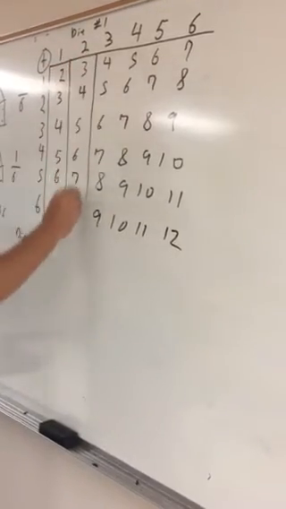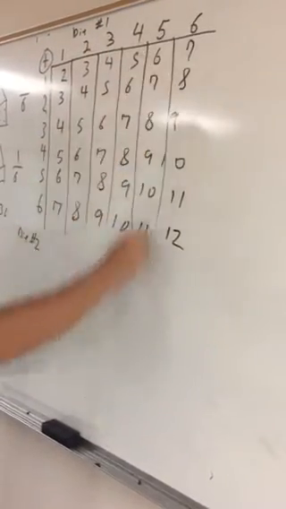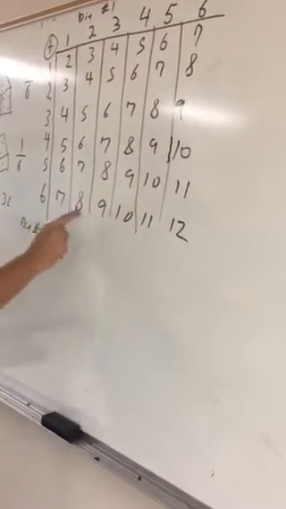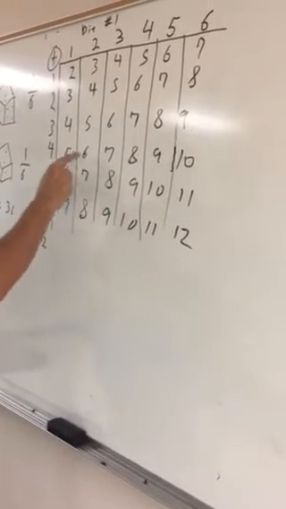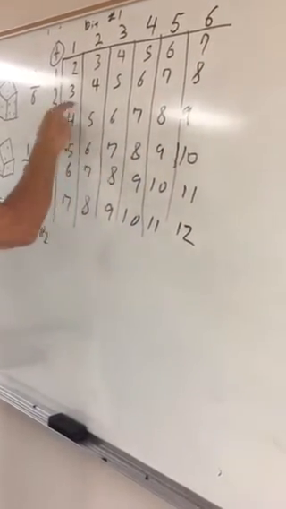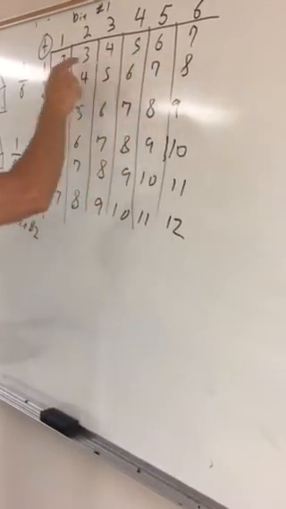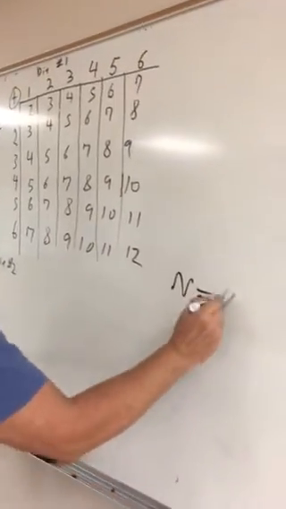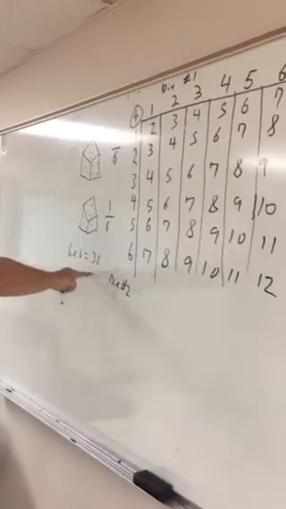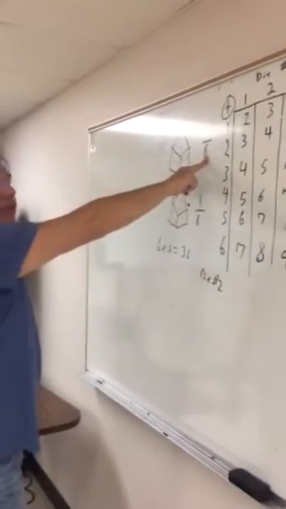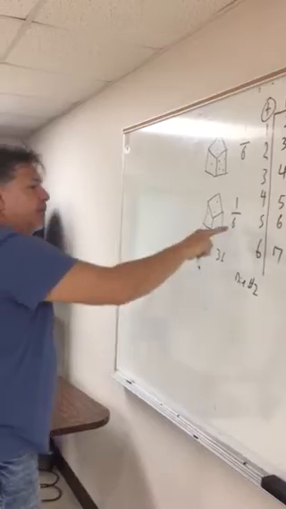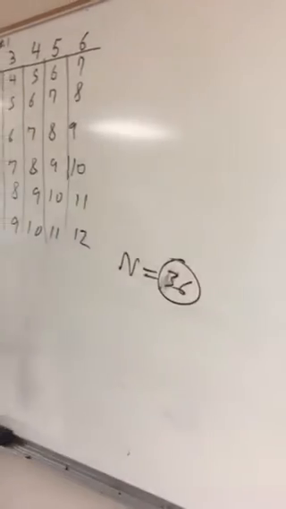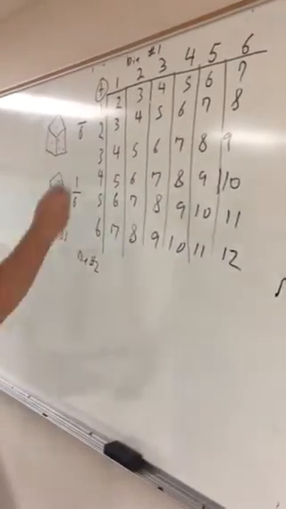Now I've got a neat little matrix here that has all the possibilities. If I count these, 1, 2, 3, and so on up to 34, 35, 36, there's 36. So I've got an n that equals 36. It's the same thing as I did over here when I multiplied the number of possible outcomes for die 1 by die 2. I get the same thing. So now I have all the possible outcomes here.